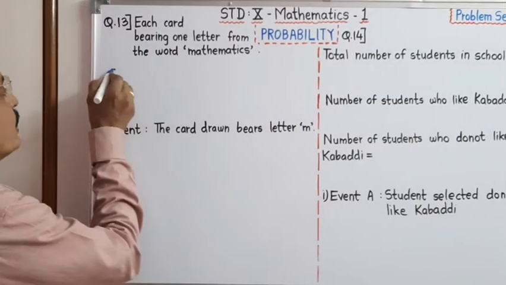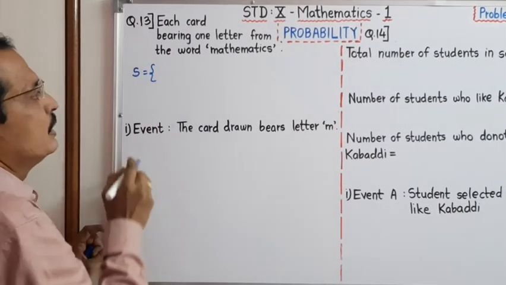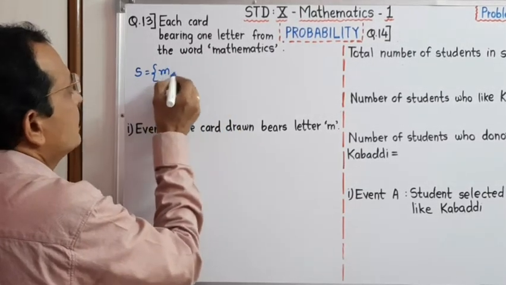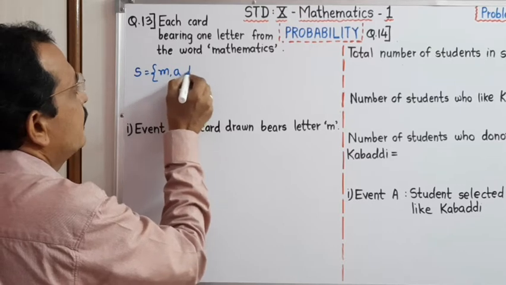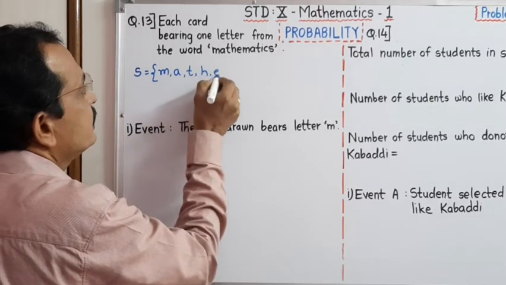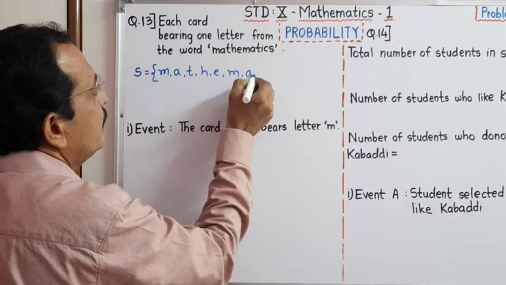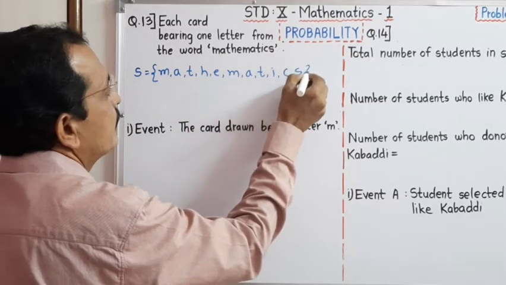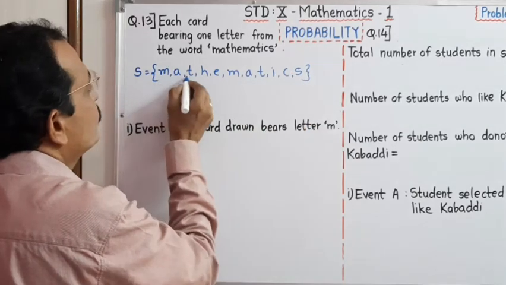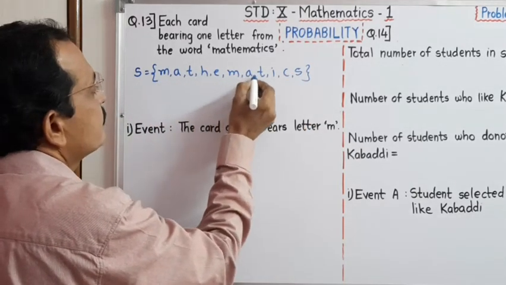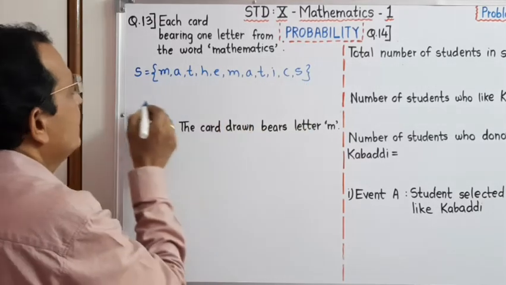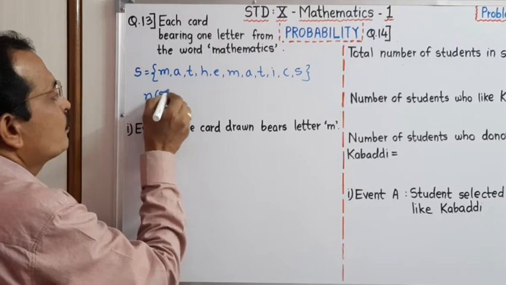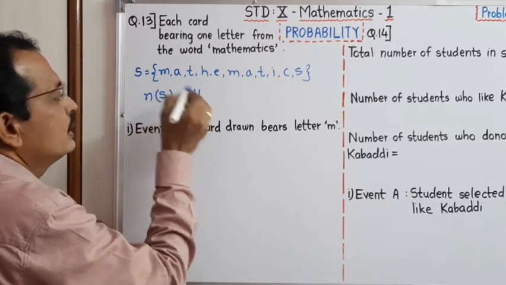Therefore, dear student, we have to write the sample space. That means on one card there is an M, on another card there is A, then T, H, E, M, A, T, I, C and S. Counting: 1, 2, 3, 4, 5, 6, 7, 8, 9, 10 and 11. There are total 11 letters in the word mathematics. Therefore n(S) is equal to 11.